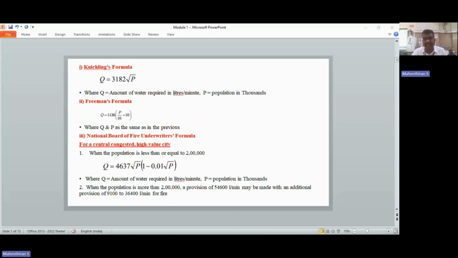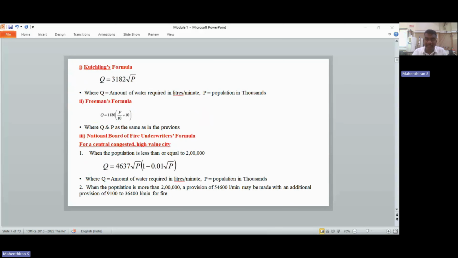This formula shows that fire demand increases with population, but not linearly. It increases with the square root of the population. What does this mean? If population increases 4 times, fire demand increases only about 2 times. So the increase is gradual, but it is not proportional. This reflects real life conditions where larger cities need more fire protection, but not in direct proportion to the population.